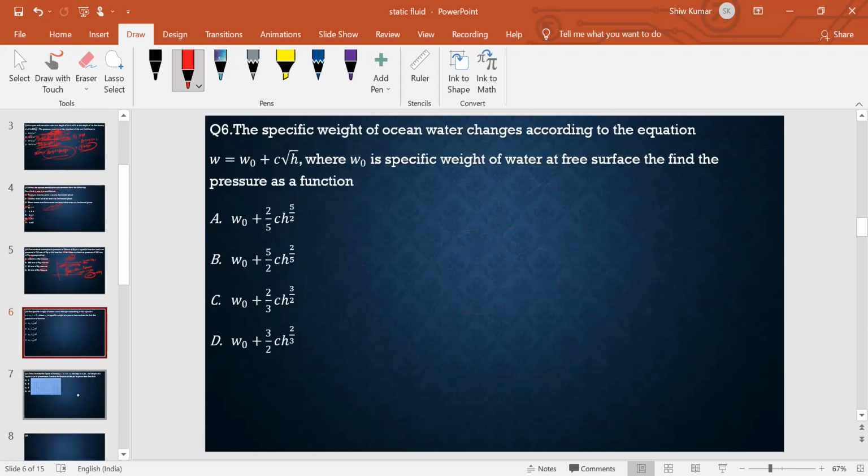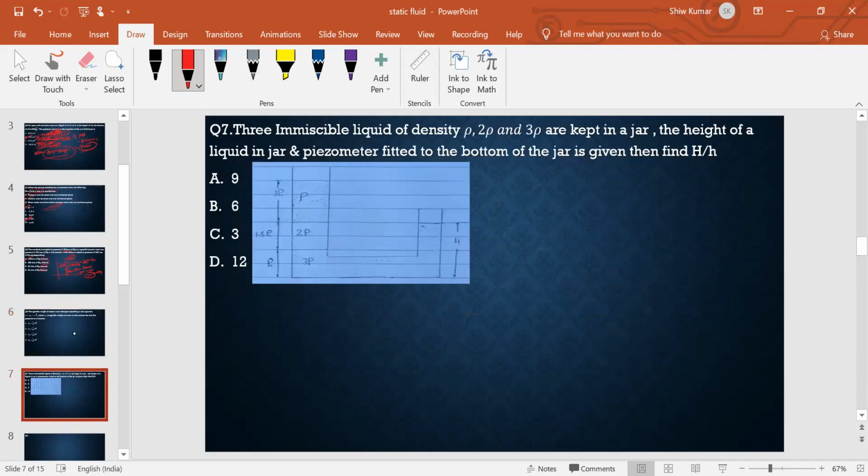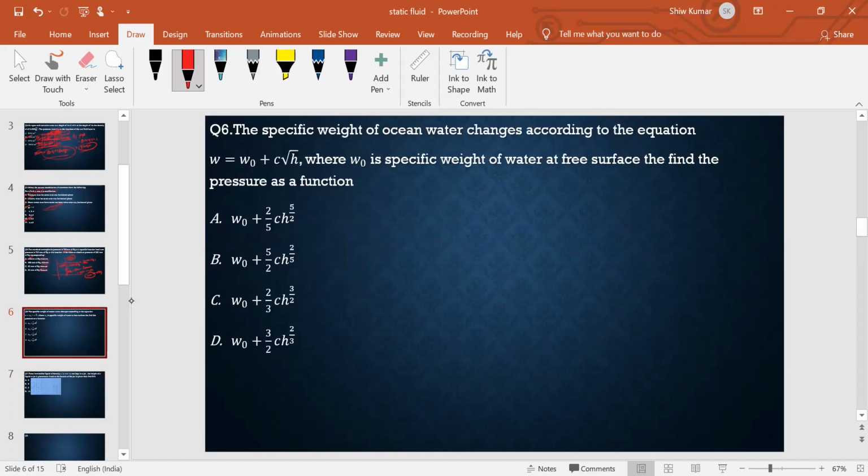Next question. The specific weight of ocean water changes according to the equation omega equals omega naught plus C into root under H, where omega naught is the specific weight of water at the free surface of the liquid. Find the pressure as a function of depth. To find the pressure, we use the hydrostatic law: dP by dH is equal to omega, and omega is omega naught plus C into root under H.